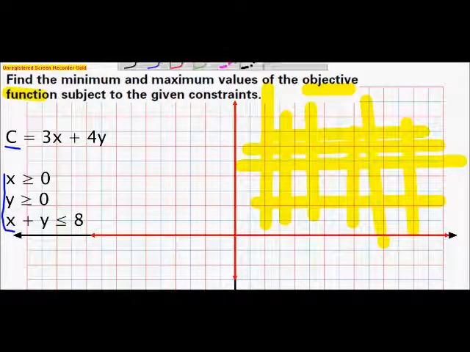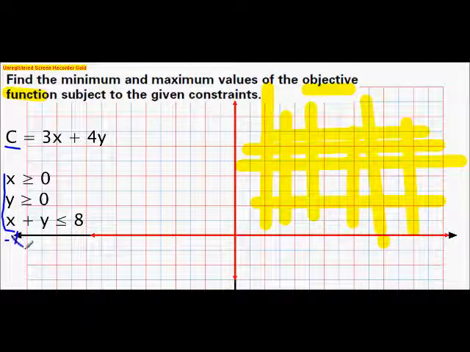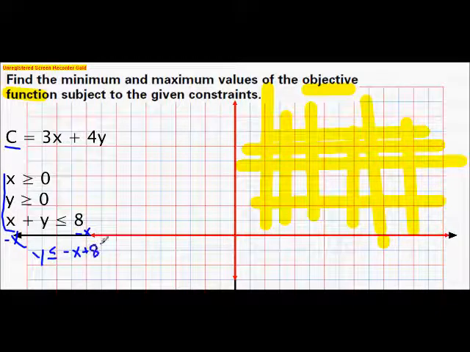And so what I recommend doing for these is make sure they're always in y equals mx plus b form, right? So we can graph them. So let's first start off by doing that. So if I want to solve this, I will subtract x, right? And so we'll get y is less than or equal to negative x plus 8.